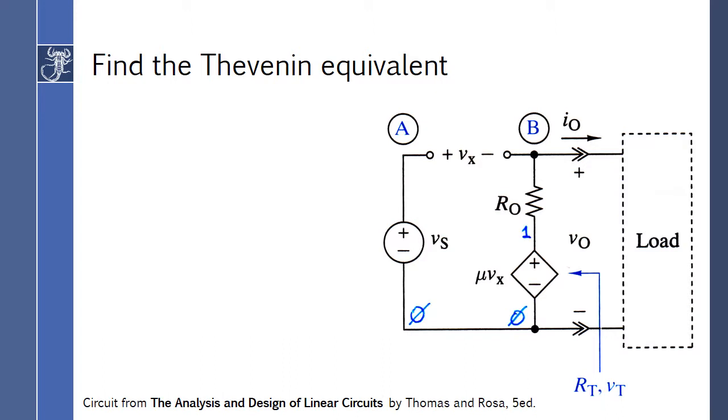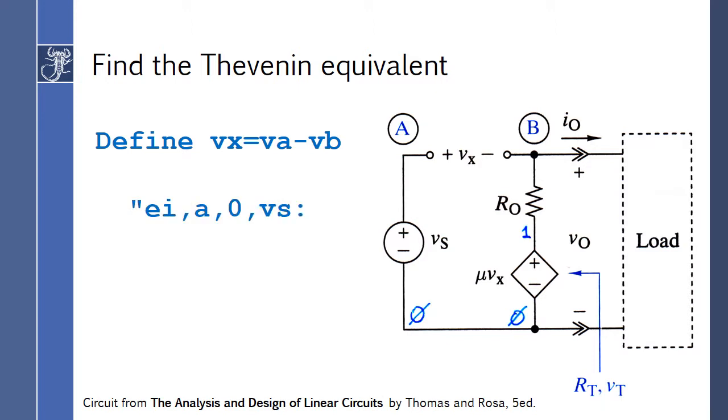You see that we have a dependent source here that depends on the value of Vx. Now the calculator has no idea what Vx is, so we need to define Vx as Va minus Vb. And then we can proceed to describe the circuit.